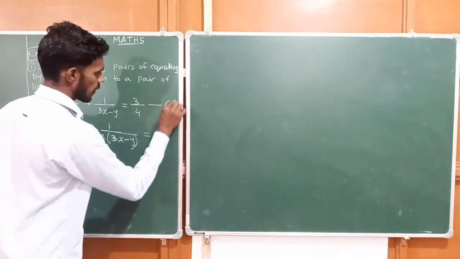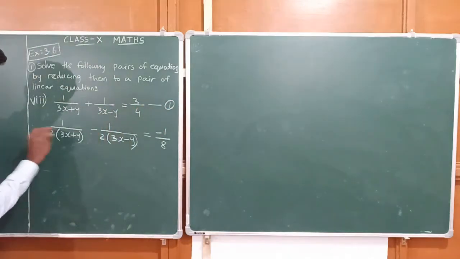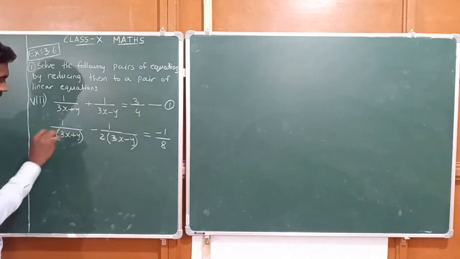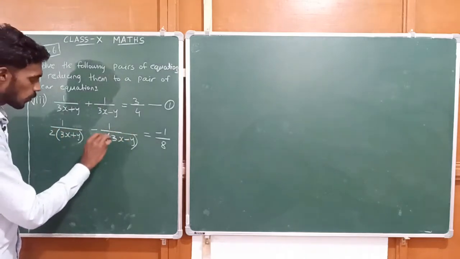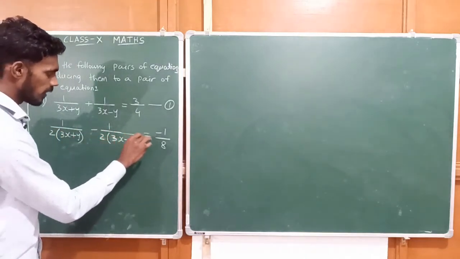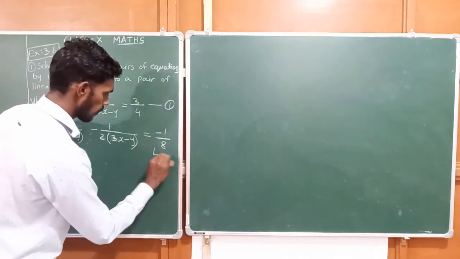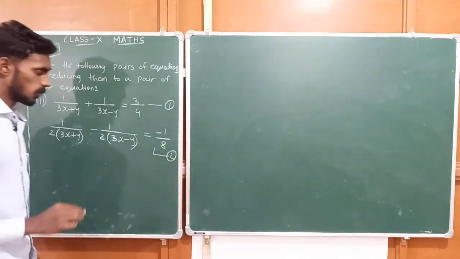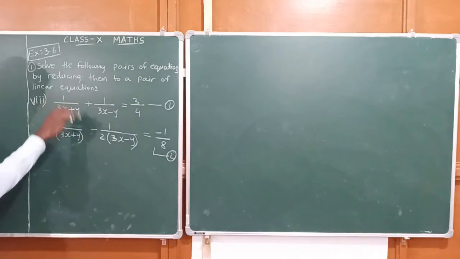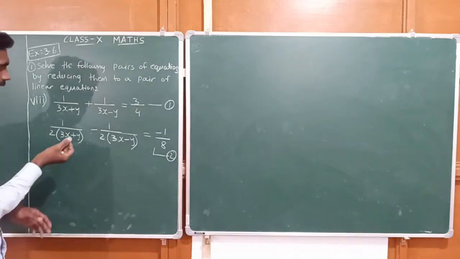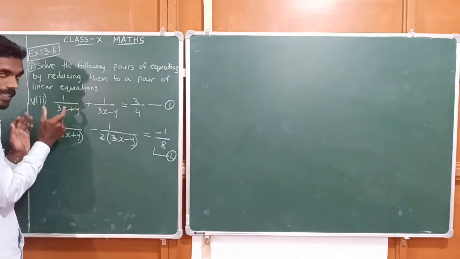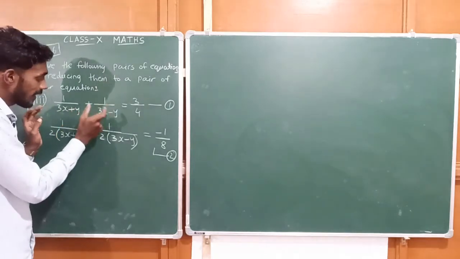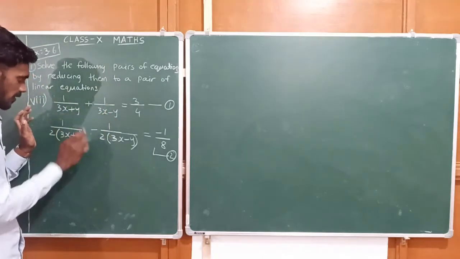Name it as equation number 1. Then 1 by 2 into 3x plus y minus 1 by 2 into 3x minus y is equal to minus 1 by 8. Mark this equation as number 2. Now see the equations carefully. We are having 1 by 3x plus y and 1 by 3x minus y on both the equations.